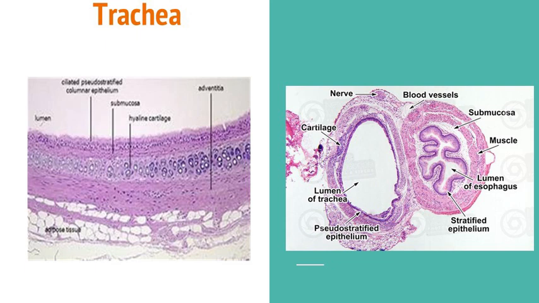On the right side, it looks like we have a lumen that is collapsed. It has a very strong muscular layer, and that is also known as the esophagus.